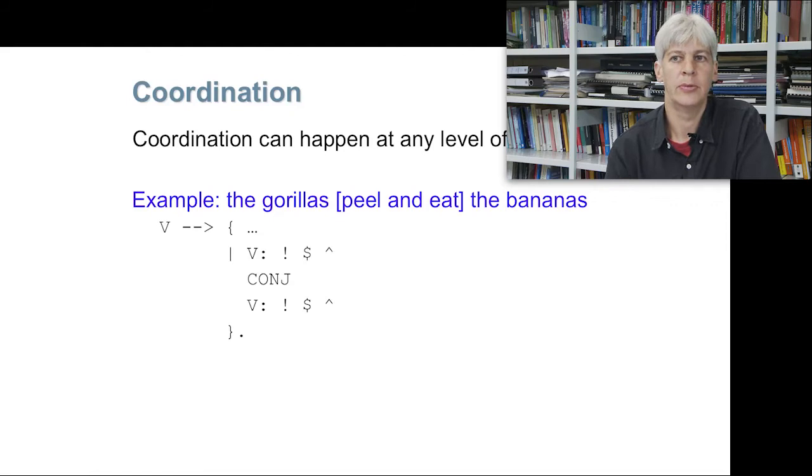Okay, so let's move on. Coordination can happen at any level of C structure. For example, the gorillas peel and eat the bananas. What's the level of coordination here? It's the level of V, so not VP, but just verbs.